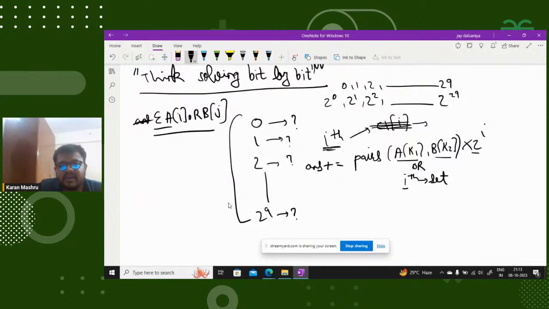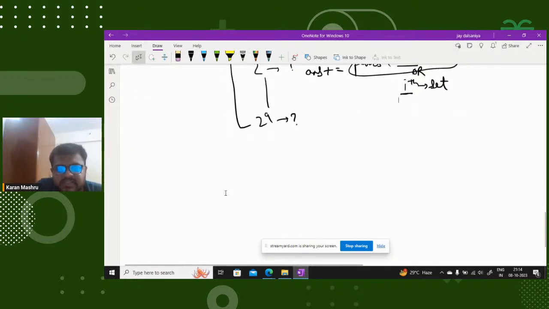Is it clear? Now I want to find the number of pairs of the first array and the second array, where one element is from the first array and another element is from the second array, such that the bitwise OR between them has the ith bit set. So how many such pairs would there be?